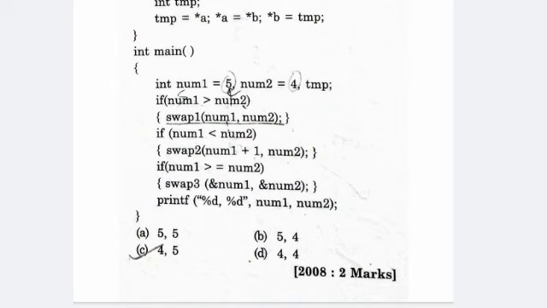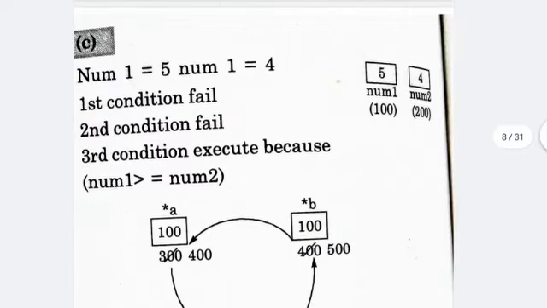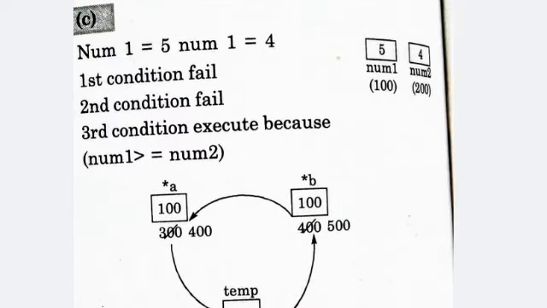number 2. There are 4 options: option A 5 5, option B 5 4, option C 4 5, and option D 4 4. Now come to the solution of this question. So here, when num is equal to 5 and num1 equal to 4, the first condition is going to fail, and the second condition is also going to fail. We come to the third condition, that is num1 is greater than or equal to num2.